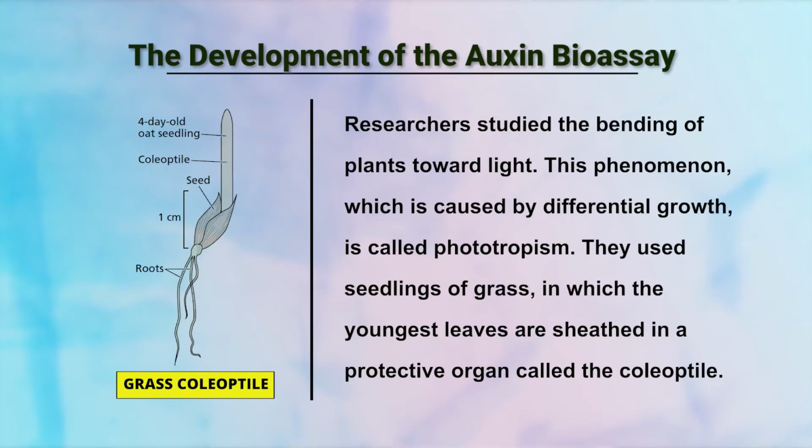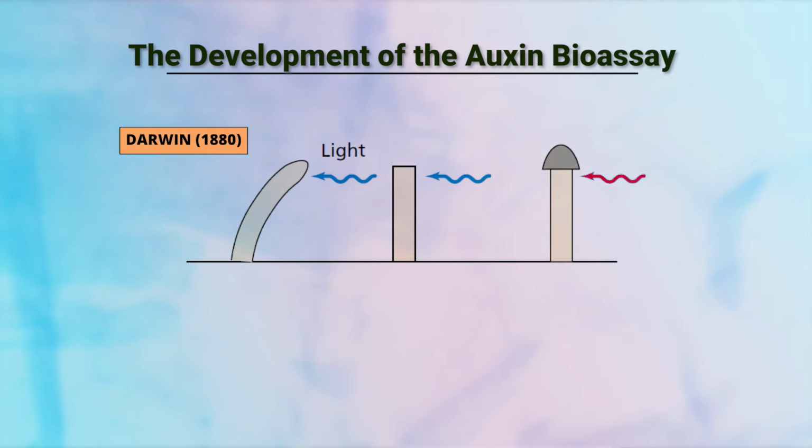Now, the physiological effects of auxin actually came from the studies of phototropism, that is, the bending of plants towards light. Researchers used to work with grass coleoptiles, which are protective organs that ensheathe very young leaves. Now, when light is given at one side of the coleoptile, there is a bending of the coleoptile tip towards the direction of light.